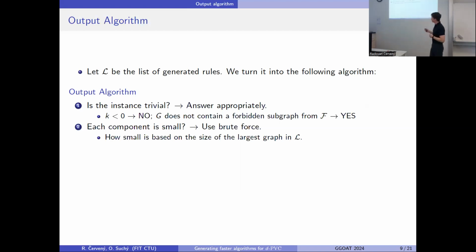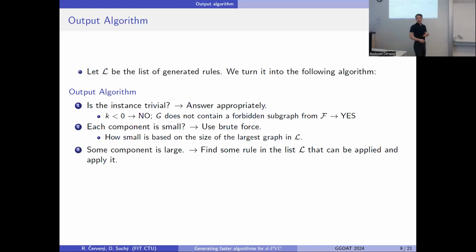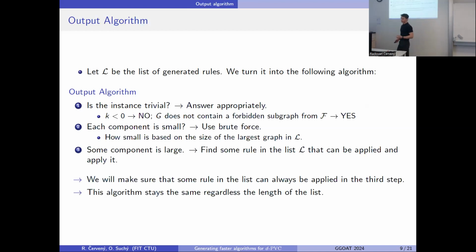Yeah, and how small should it be? Well, it depends on the largest graph in the list of the generated group. Otherwise, some component will be large, and in that case, we will find some rule in the list that can be applied to this component. And we do the branching, we recurse, and we probably will get rid of this large component.